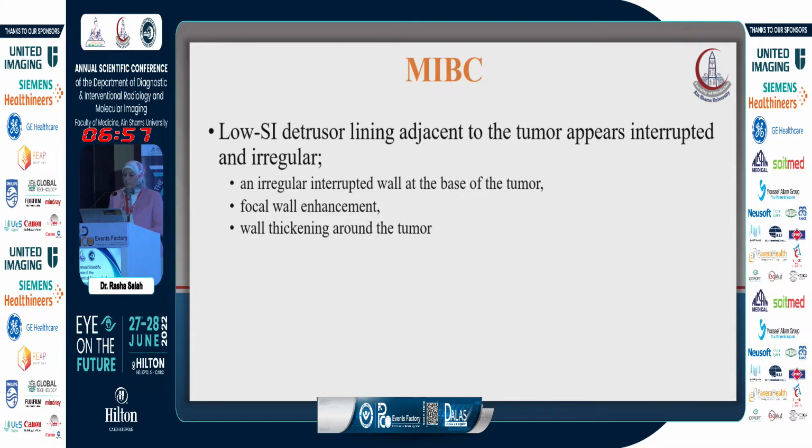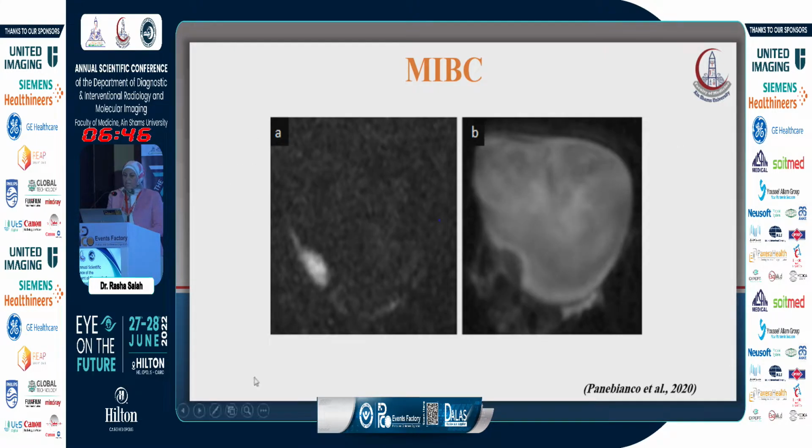As regards the muscle invasion, these tumors have interruption of the enhancement of the mucosa, or we can see that there is extravesical component. This is an example where we can see that the mass is merged with the muscle layer, with restriction seen on the diffusion weighted image, and this is the corresponding ADC.